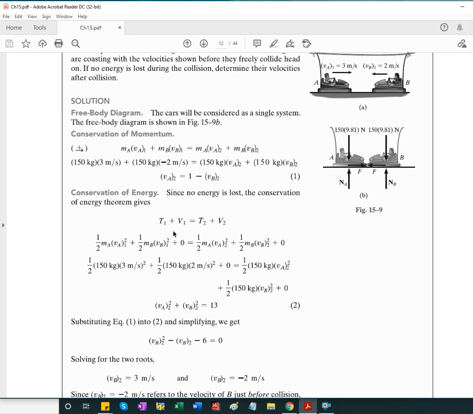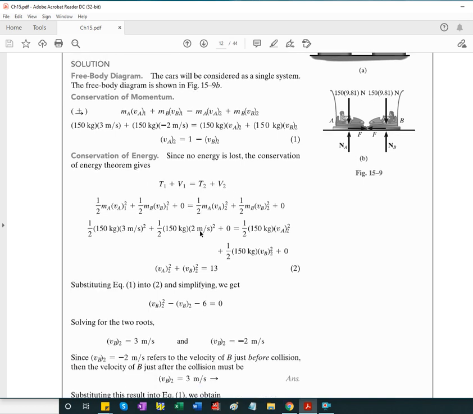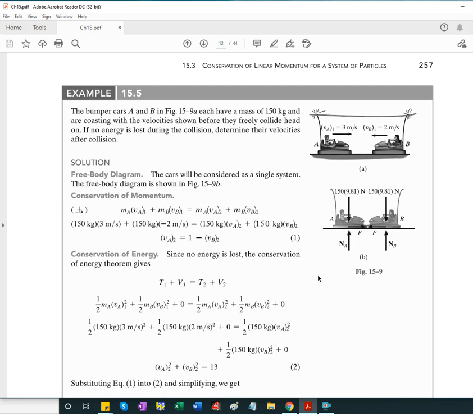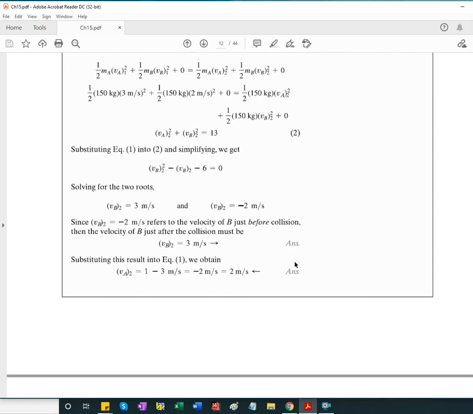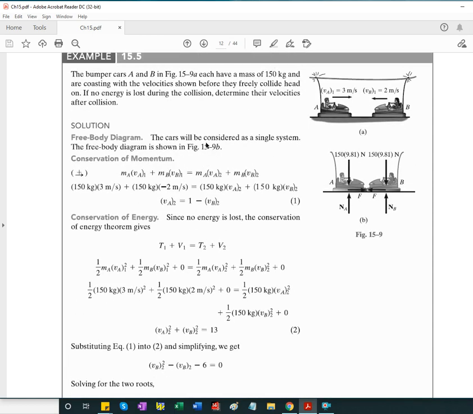Then energy conservation, again, no energy dissipated. So ideal case when there is no energy dissipated during impact. So write the energy conservation equation. This allows us to calculate the velocities of the two bumper cars after the impact. So two equations, two unknowns, and we can solve for the velocity of the two cars after impact.